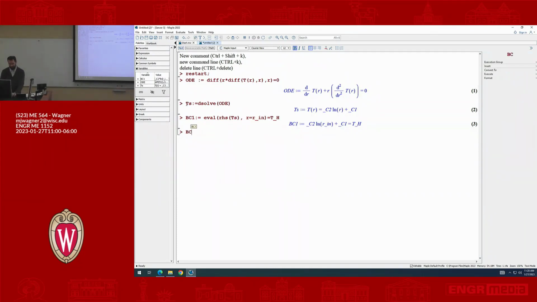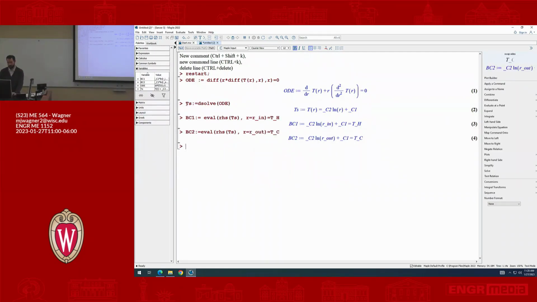So let's do the same thing for the second boundary condition, eval RHS of TS at R equals R out, and that's equal to TC. So now we have two boundary conditions. The next thing is we need to solve for C1 and C2. Right? We didn't get that far by hand. We just left it off at these. But let's actually use Maple to solve.